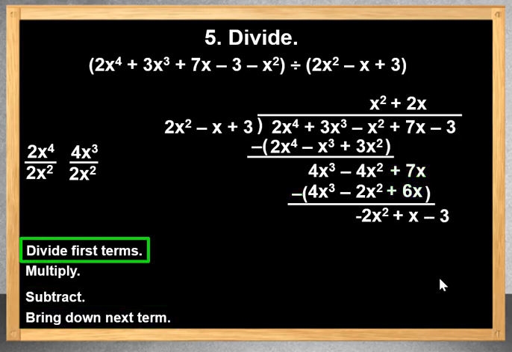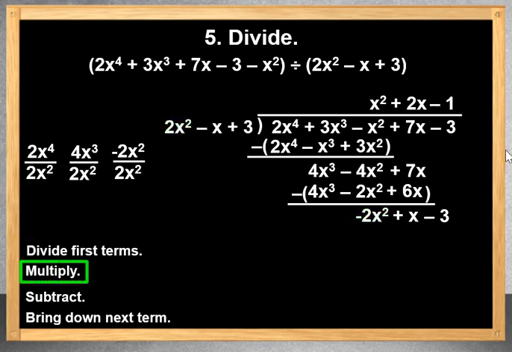Alright, one last time. Divide the first terms, negative 2x squared divided by 2x squared. Negative 2 divided by 2 is negative 1. The x's cancel, so write minus 1 here. And then let's multiply negative 1 times each of those terms. I get negative 2x squared. It just changes the sign of these terms. Plus x, negative 1 times 3 is minus 3.